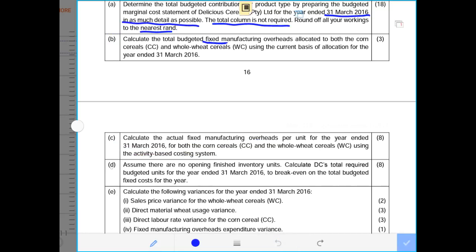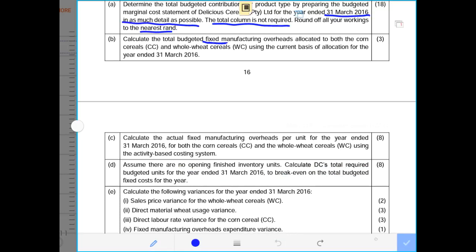Then we are required to assume that there are no opening and closing finished inventory units. Therefore, we are to calculate the total required budgeted units for the year that ended on the 31st of March 2016 in order to break even on the budgeted fixed cost for the year. So now we are calculating the break-even point for this company.